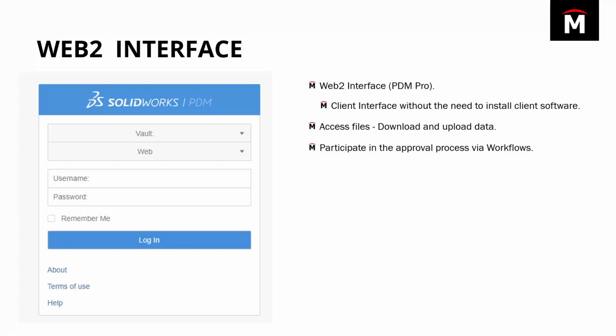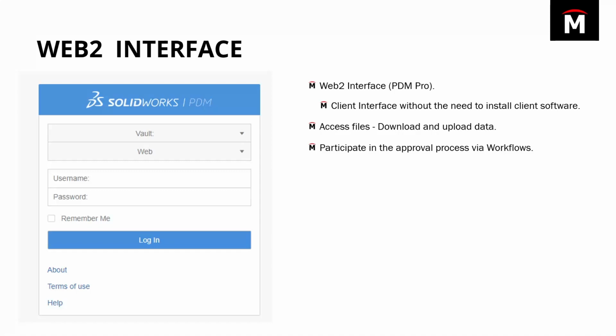Now, the same permissions that you have in the thick client would be followed here in the Web 2 application. So you can access your files. You can also download from the vault here. You can upload files, again, all based on permissions. And then you can actually be part of the approval process as well in the Web 2 interface. So if you're using Web 2 for reviewing and you want to be part of the approval process, then this interface can be used for that.